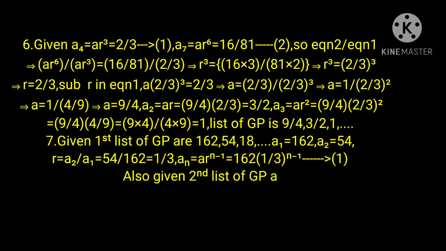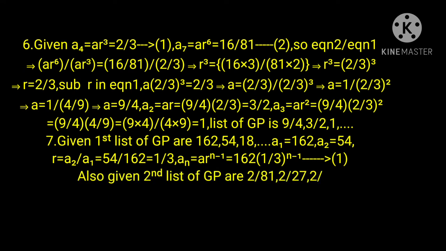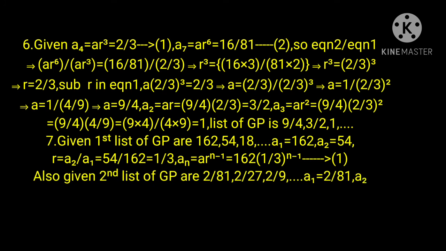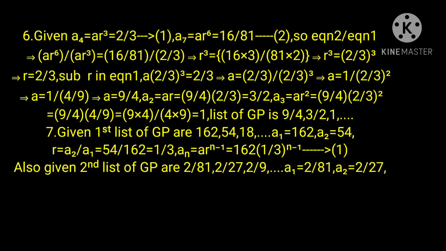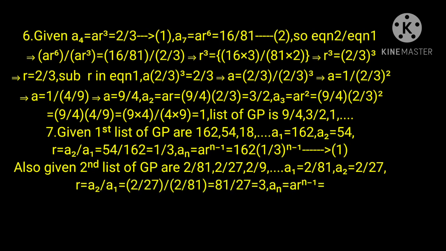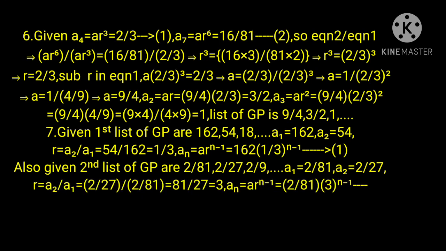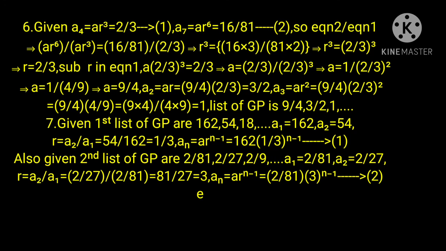Also given, the second list of GP terms are 2 by 81, 2 by 27, 2 by 9, and so on. Here the first term a1 is equal to 2 by 81 and a2 is equal to 2 by 27, and r is equal to a2 by a1, which is 2 by 27 divided by 2 by 81. Further we get 81 by 27, that is equal to 3. An is equal to a r power n minus 1, where a value is 2 by 81 and r value is 3, whole power n minus 1. Consider that as equation 2.